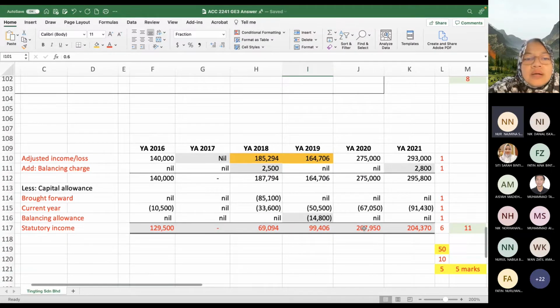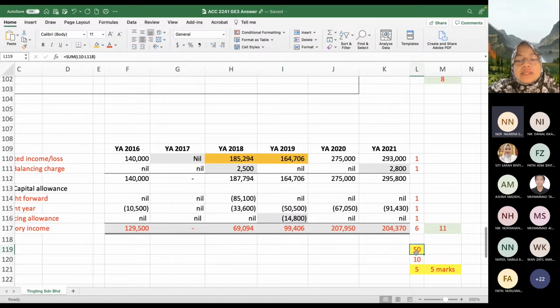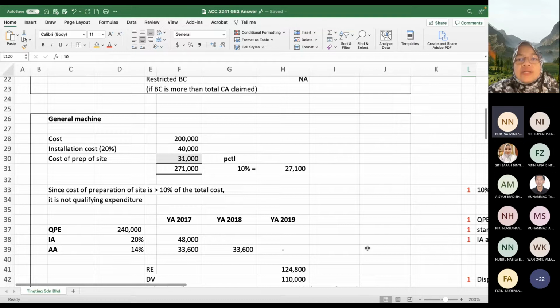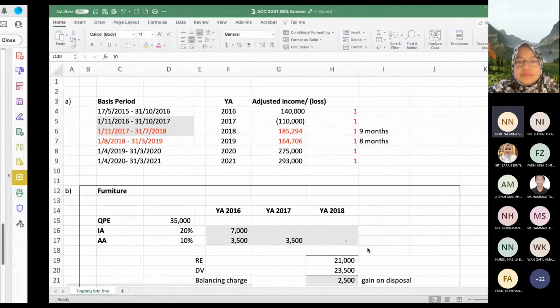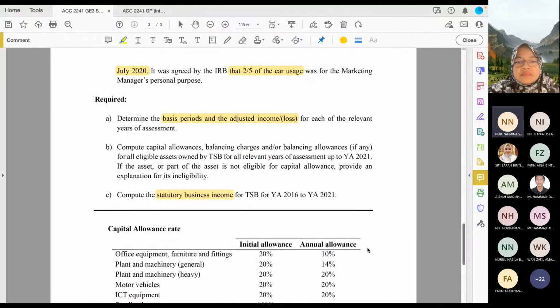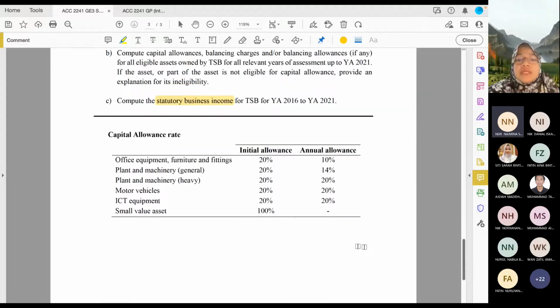All right, and be very careful whenever you are required to compute your statutory income. Plug in the information from the computation at the top, and then compute your SI accordingly. Whatever you get, there are supposed to be 50 ticks there, and then your GE carries 5 marks, so whatever you have, divide by 10, and that will be your GE3. Any question? The rate will be given in your exam, so don't worry about that.